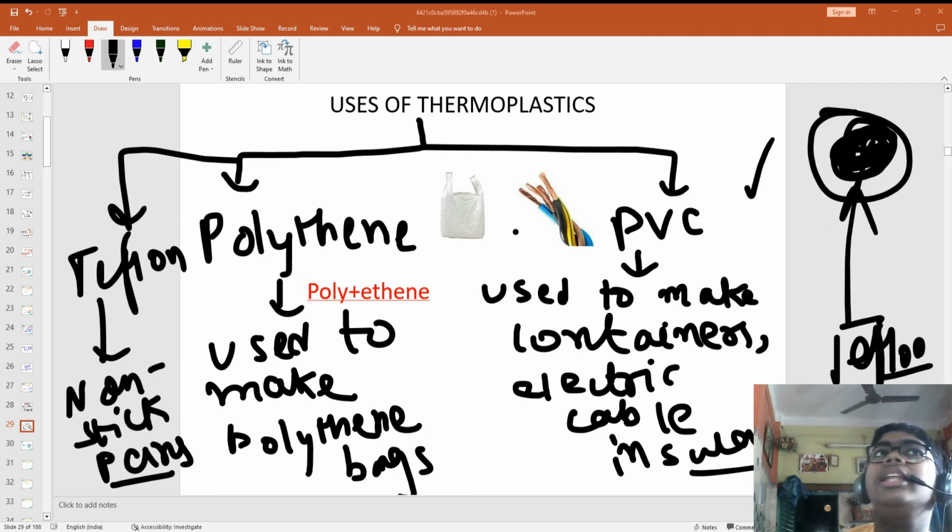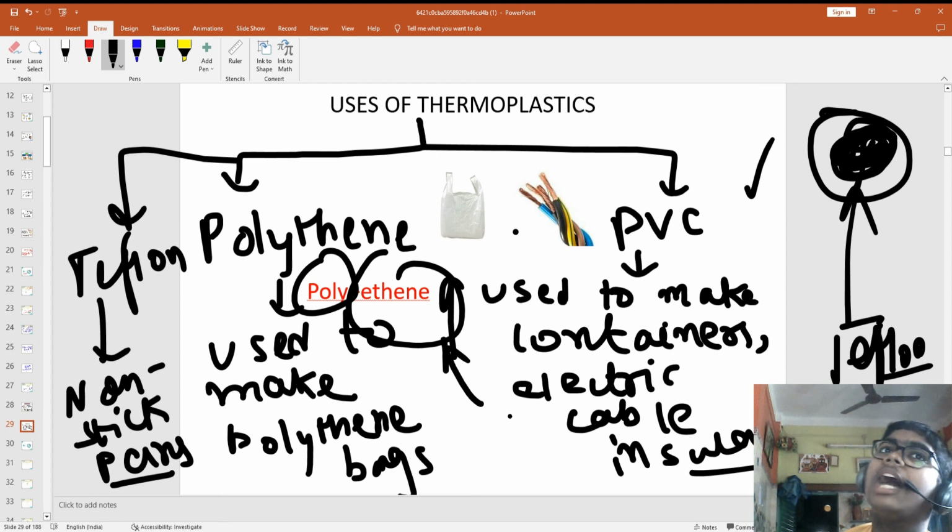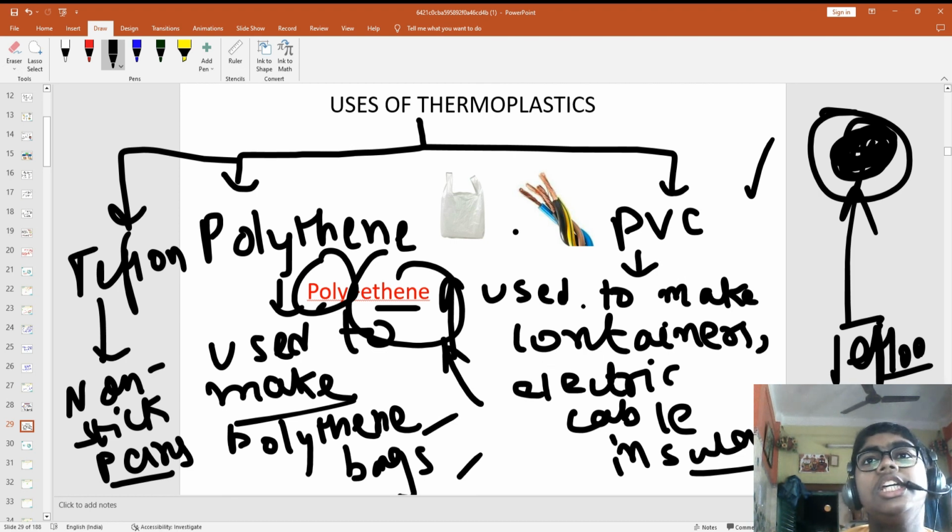Polythene bags, you know polythene bags. Yes, this is a polythene bag, you can see. So it is poly and ethene. Poly means many, and ethene is a structure. When ethene repeats many times, we get polythene. So poly means many and ethene means the molecule or the monomer. It is used to make polythene bags, carry bags.